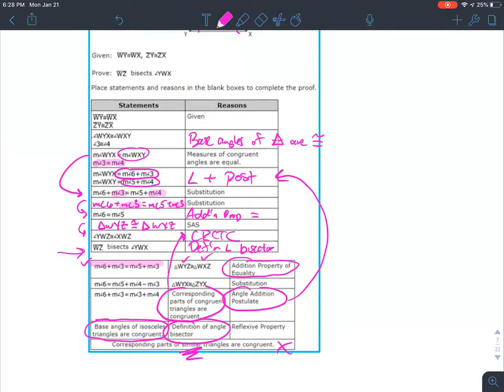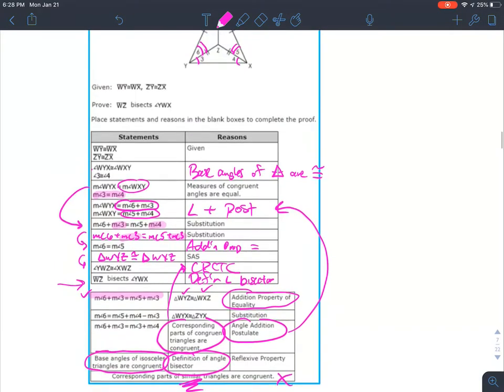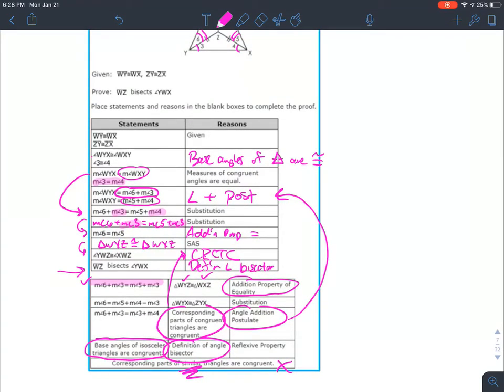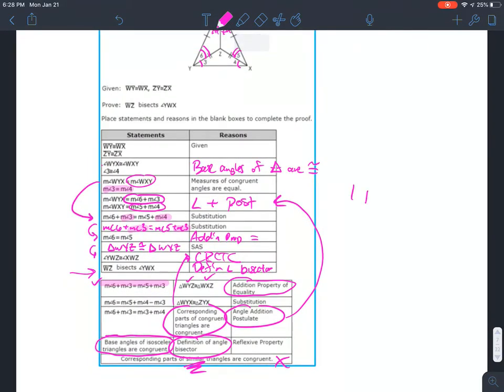That's not easy. If you get 4 to 6 of those correct on the state test, you get 1 point. If you get all 7 right, you get 2 points.